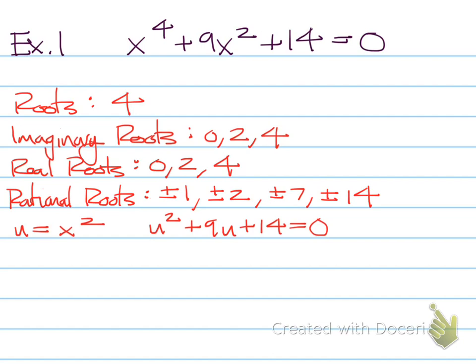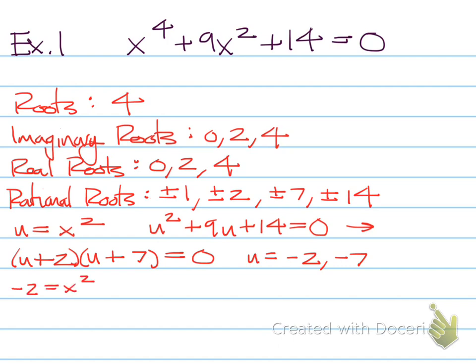That is factorable because 7 times 2 gives you 14, and when we add 7 and 2 we get 9. Alright, so we got u plus 2 times u plus 7. So our values of u are -2 and -7, so we need to set each of those equal to x squared. When we set -2 equal to x squared, we get x equals positive and negative i root 2. And when we set -7 equal to x squared, we get positive and negative i root 7.